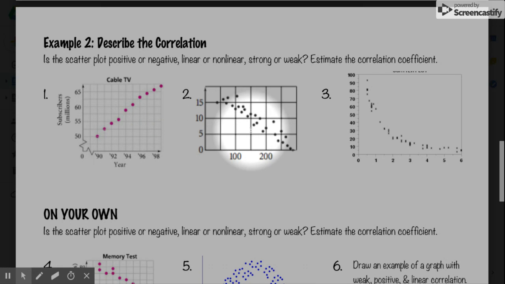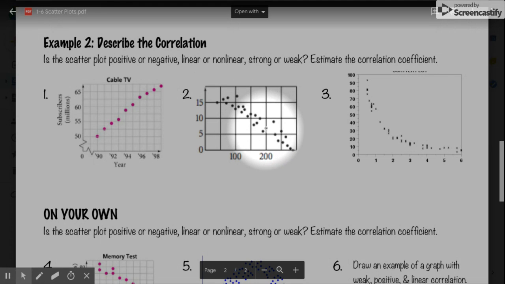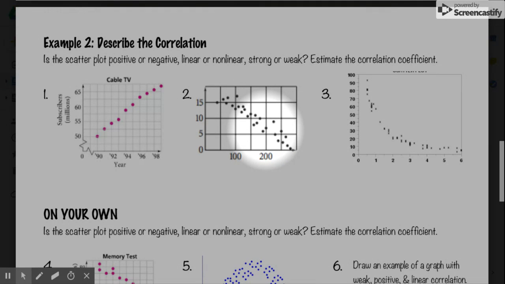Number 2, so first this is negative because the points are going down. Next, it would be between linear and nonlinear. It is linear because they're still forming a line even though they're not perfectly straight. And then strong or weak, they're not as strong as this one was, but they are still pretty close together. So I would still consider that one strong.